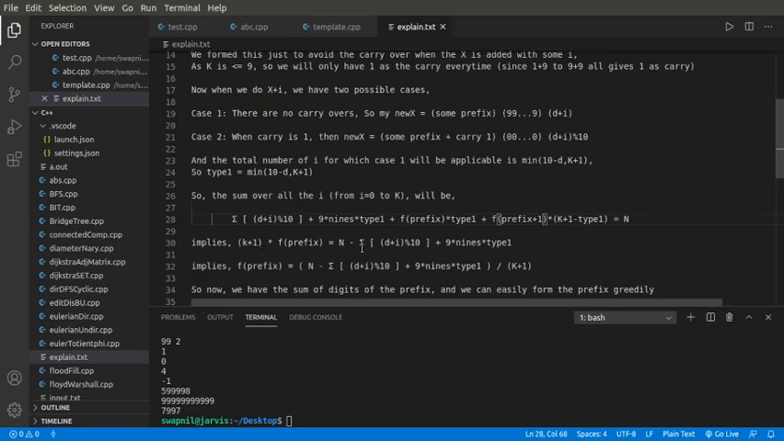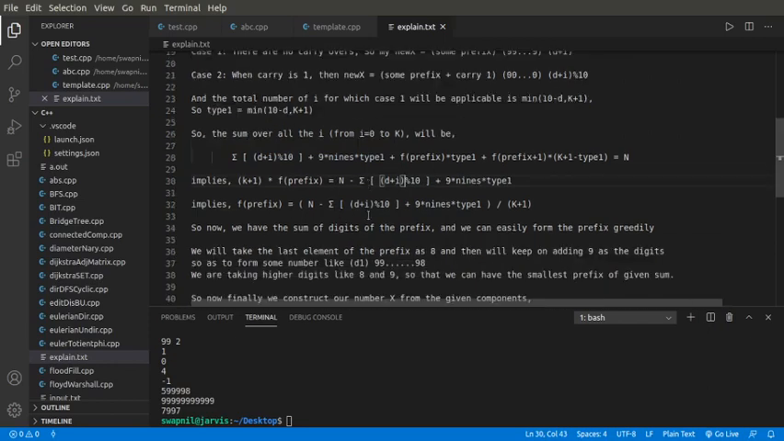finalized with this particular equation, which implies k plus 1 into f of prefix will be n minus this term. This particular term is getting transposed from this side to that side, and my final equation will be f of prefix equals n minus the summation of all the last digits and the summation of all the 9s, divided by k plus 1. This is a simple algebraic transposition, so it's pretty clear from this.